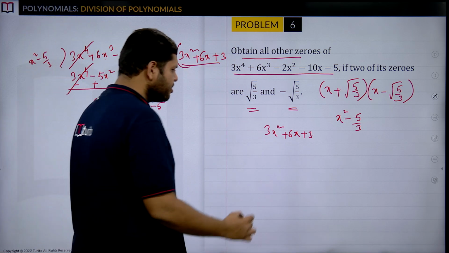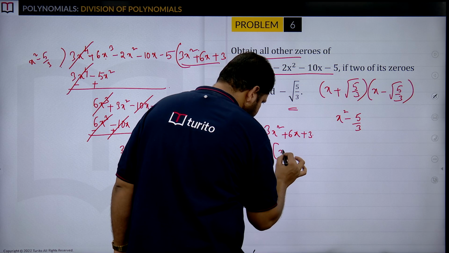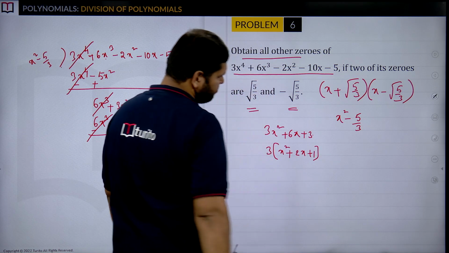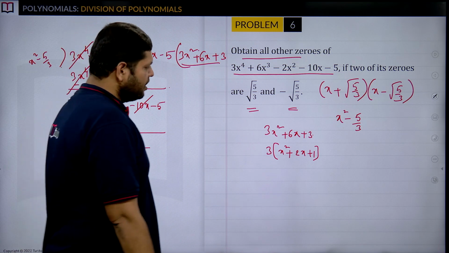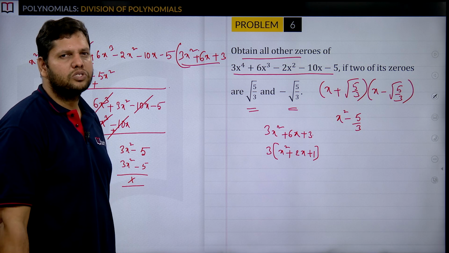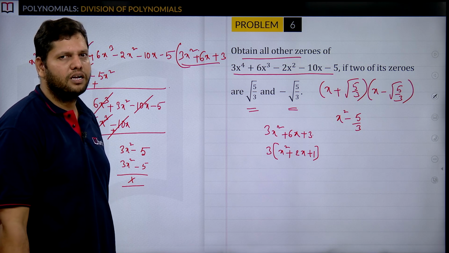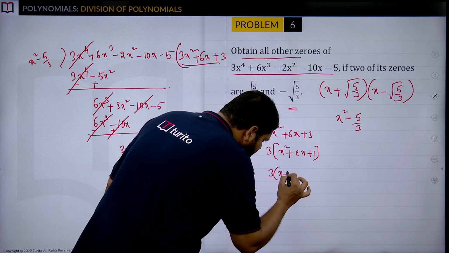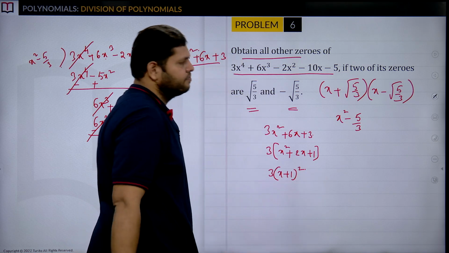Now children, take the 3 as common. If you take 3 common, it is x square plus 2x plus 1. Children, it looks like what? The a plus b whole square expansion form. Like a square plus 2ab plus b square, isn't it? So we can write as a plus b whole square. So I am writing this as 3 into x plus 1 whole square.